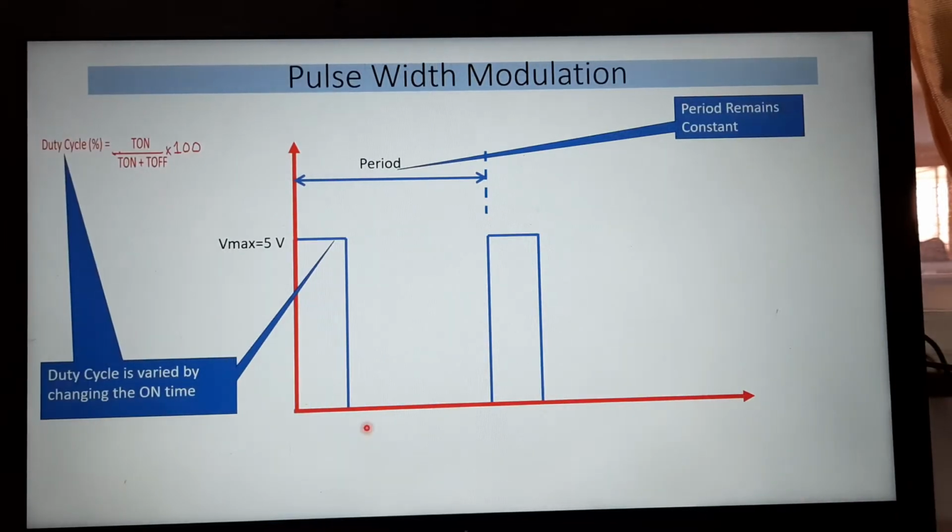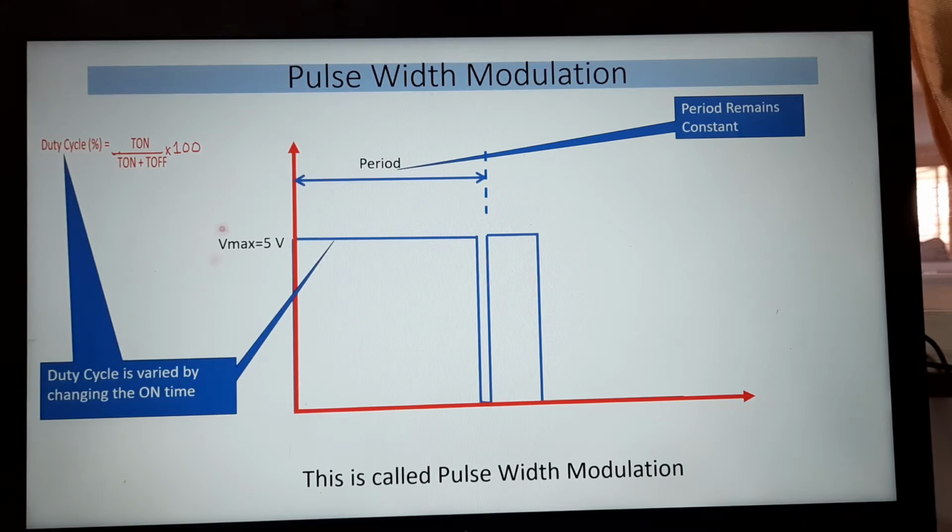Let us understand what exactly pulse width modulation is using this animation. You can see the period remains constant, whereas the on time I am changing from minimum to maximum. This is actually called pulse width modulation.